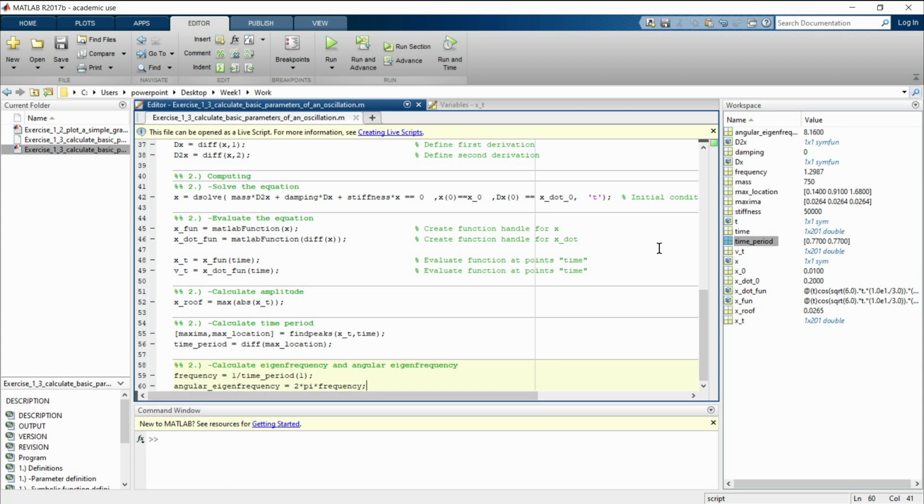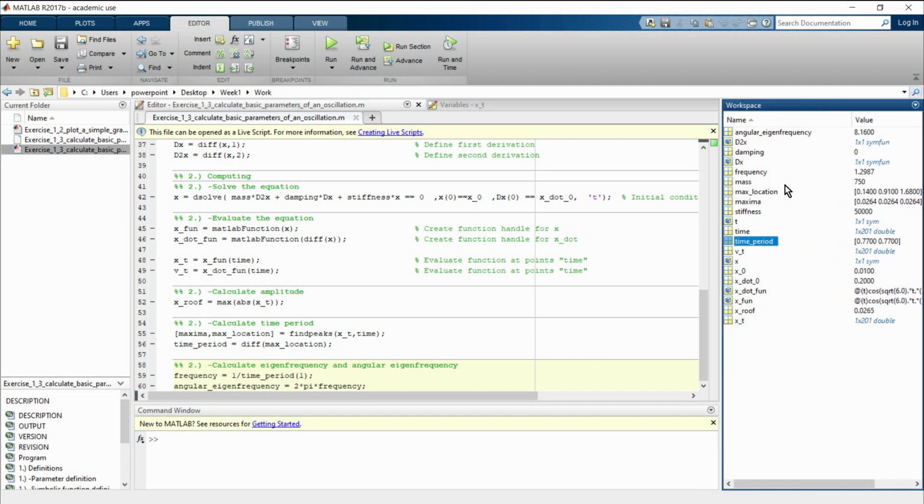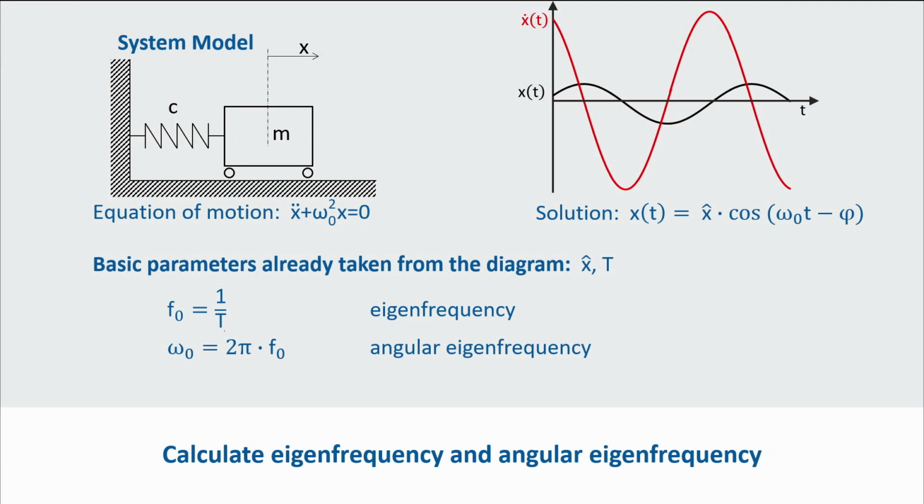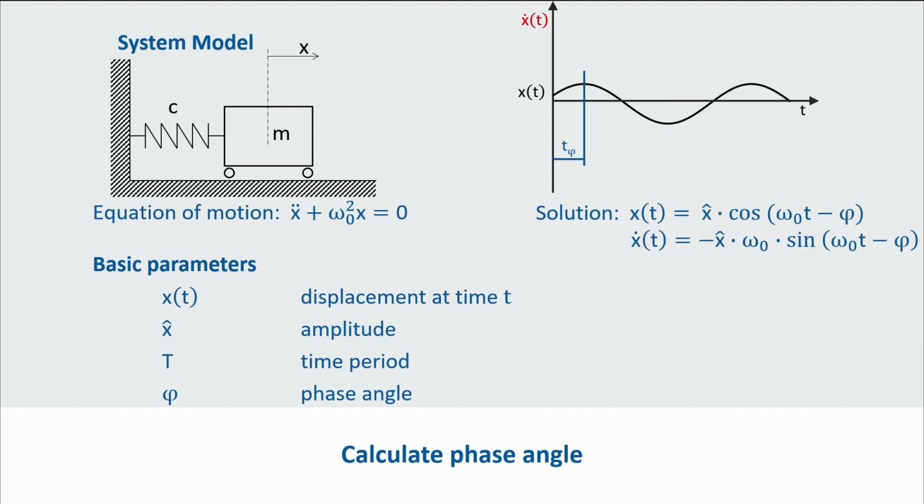Now we can run the script, and we have the frequency, which is 1.2987 Hertz, and the angular eigenfrequency of 8.16. So we calculated the eigenfrequency and angular eigenfrequency, and now we want to calculate the phase angle.